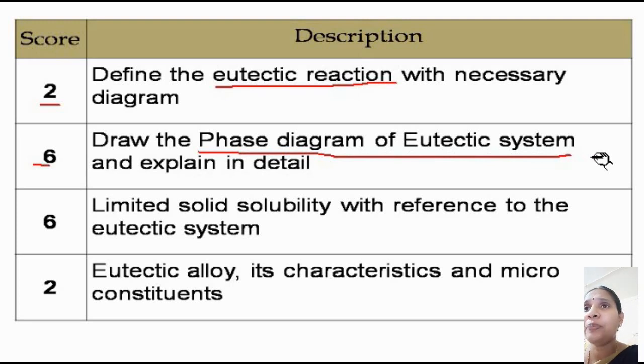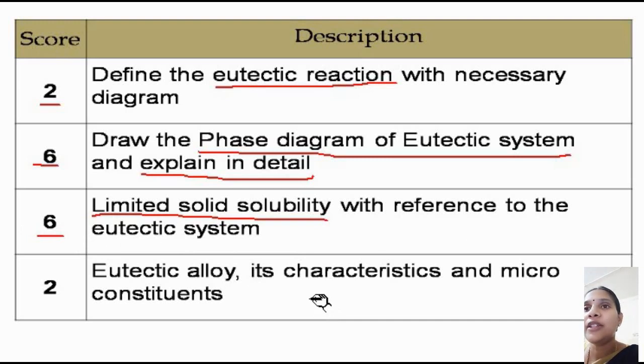And of course, if you are drawing and marking it clearly, you must be able to put it in crisp words that are clear and legible. Must be able to explain the phase diagram in detail. This may carry a substantial fraction of the marks, that is 6 marks out of 16. And of course, the concept of limited solid solubility with reference to the eutectic system, which can be explained from the phase diagram as well. If this was explained clearly, you may gain another 6 marks.